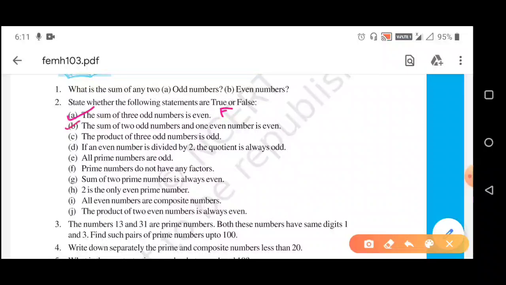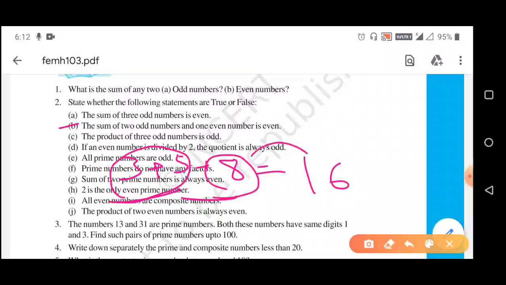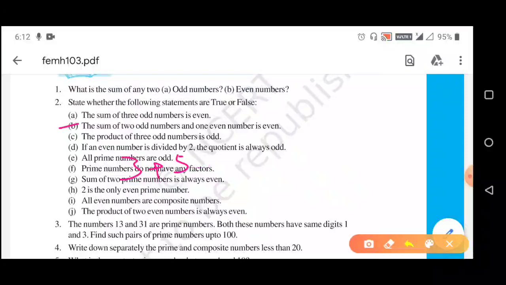Now point B, the sum of two odd numbers and one even number is even. So I am taking two odd numbers, suppose 3 plus 5 plus 8. Now if we find its sum, then the sum will be 16. So if we add two odd numbers and one even number, our sum is even. So it is true. Here I am writing T for true.